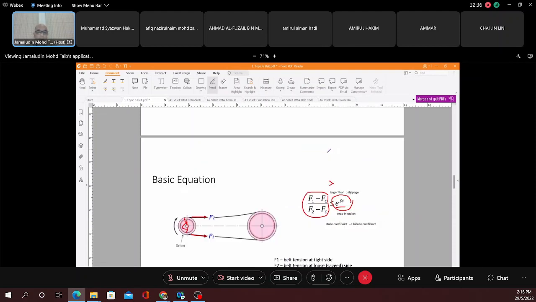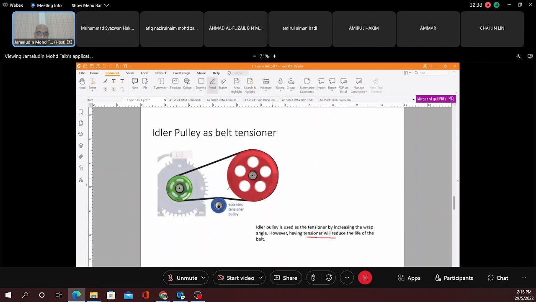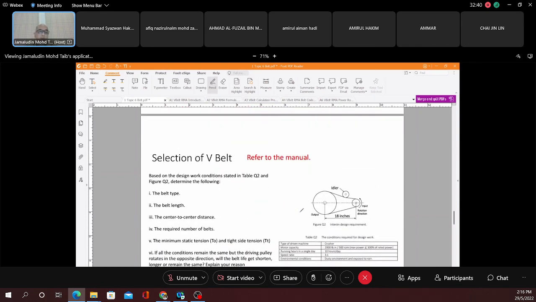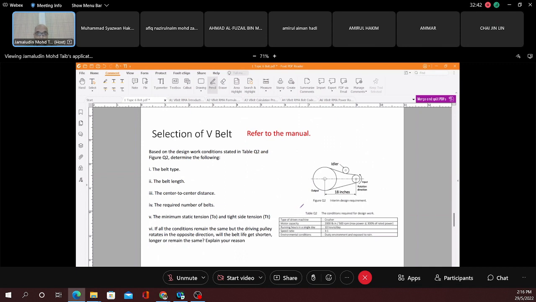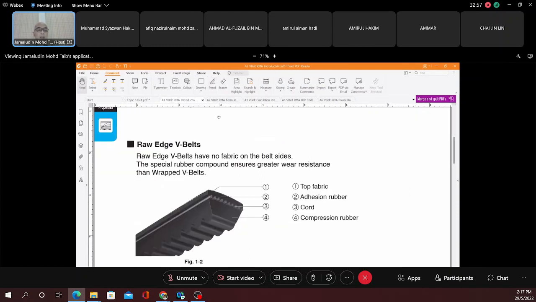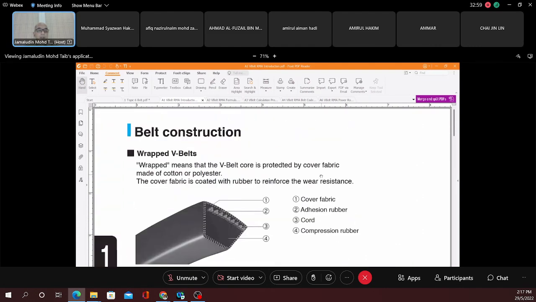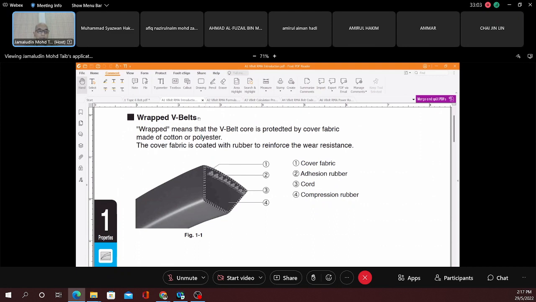With that in mind, we're going to solve a problem here. At the same time, we're going to solve it based on the manuals. Let me explain the manual you have. I think there's a lot of things in the e-learning. First is how the belt is constructed. That's the first one.